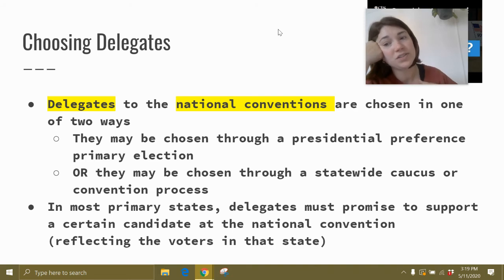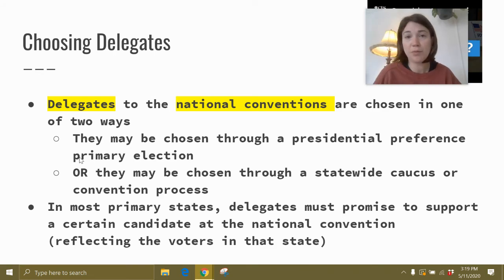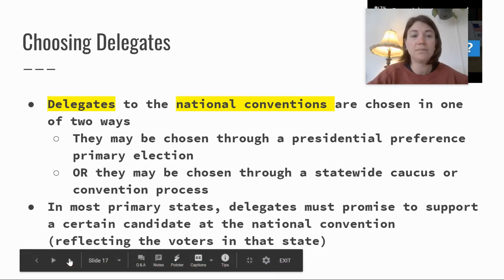They also might be chosen through a statewide caucus or convention process. Most often, though, it's the first option: when you go to vote in the primary, you're also selecting who you would like to send on behalf of Rhode Island to that convention. In most primary states, the delegates must promise to support a certain candidate at the national convention. So, for example, if even 51% of Rhode Island votes for Bernie Sanders, all of the delegates from Rhode Island would have to honor that vote. The delegates are supposed to reflect what the voters want when they go to the convention.